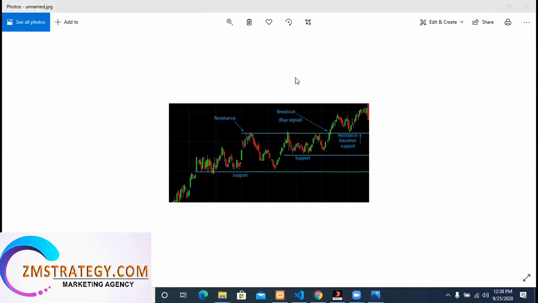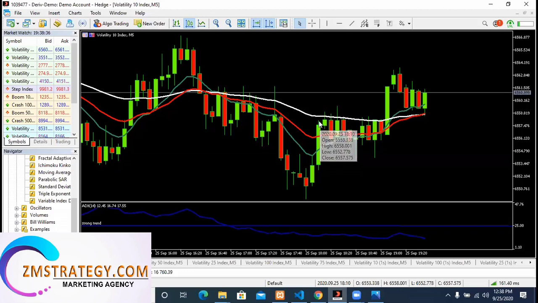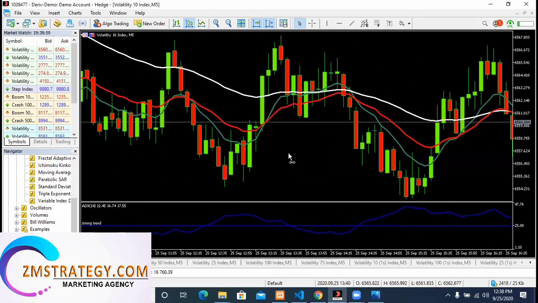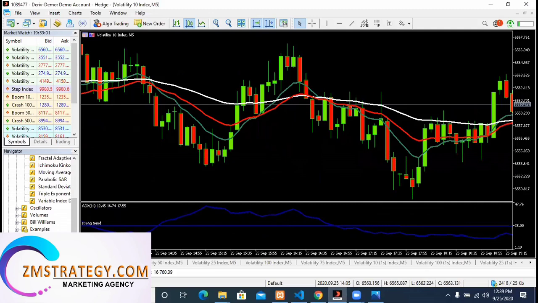So that is how the support and resistance line work. Right now you can see my chart on MT5, and I'm having a moving average and also ADX on my chart. Now, these two indicators have their own function.